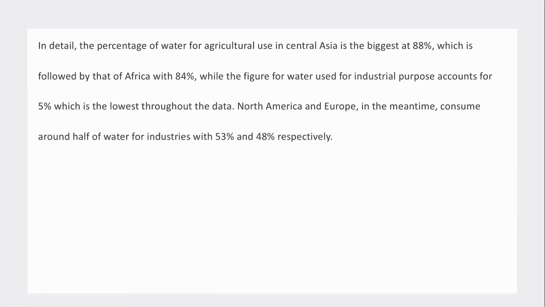So we've got detail 1. In detail, the percentage of water for agriculture use in Central Asia is the biggest at 88%, which is followed by that of Africa with 84%, while the figure for water used for industrial purpose accounts for 5%, which is the lowest throughout the data. But is this figure for water use of 5% for Africa or for Asia? I'm not sure because it's the same sentence. So I'm not very sure about that.